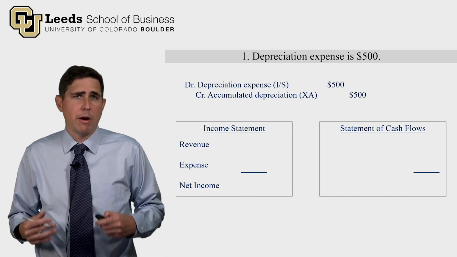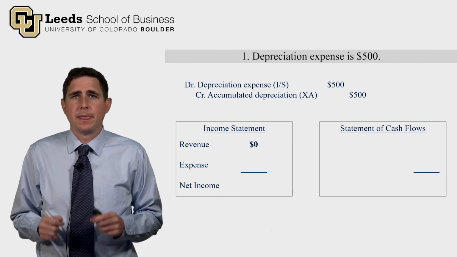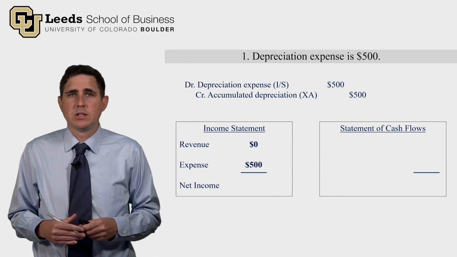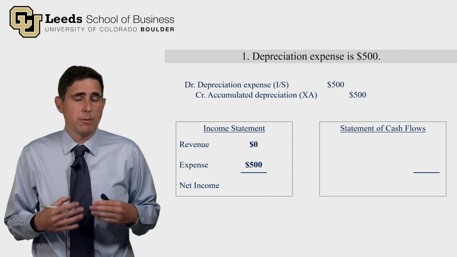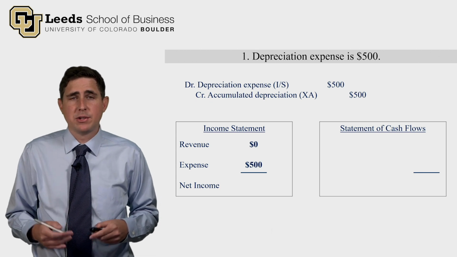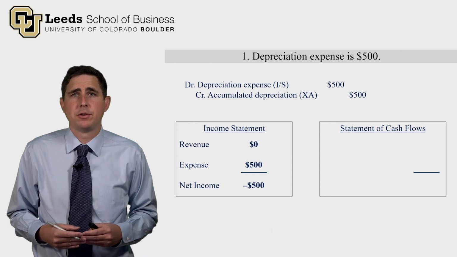There's no revenue account in this journal entry, and so there's no impact on revenue. But depreciation expense is an expense. It appears on the income statement. So our expenses are going to be $500 on this income statement, which, remember, only reflects this one transaction. Therefore, net income is revenue of 0 minus expenses of 500. Net income is minus 500.